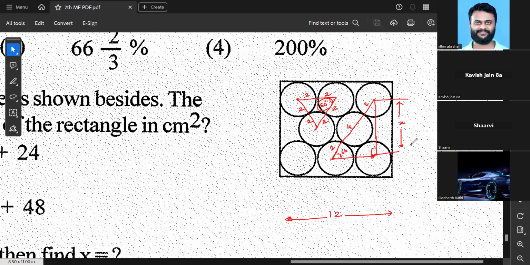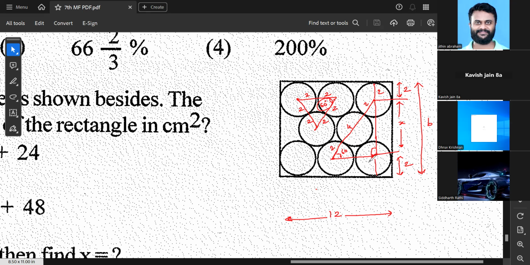Once I get x, my job is done, because beyond x, this is the radius which is 2, which means this measurement is going to be 2. This is again the radius which is 2, so this measurement is also 2. That means to find the total breadth, I just have to find how much x is. Breadth will be equal to 4 plus x. Do you agree with this?